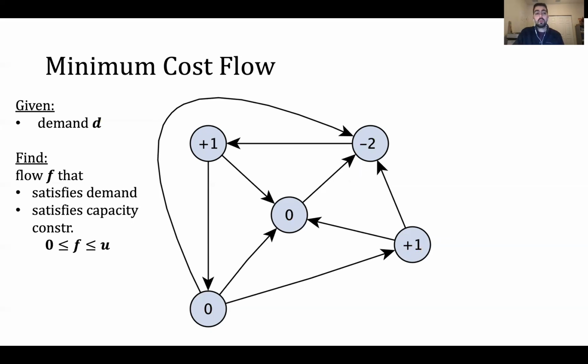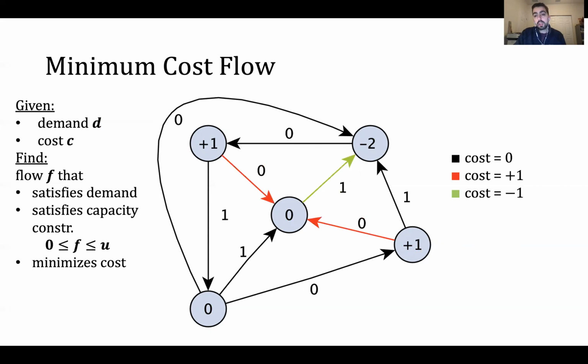And finally, among all such flows, we want to minimize the cost. So for each edge, we have a cost, which is for each unit of flow, how much we pay for this flow, and we want to minimize the total cost. So this is a flow that satisfies all of these constraints and also minimizes the cost.